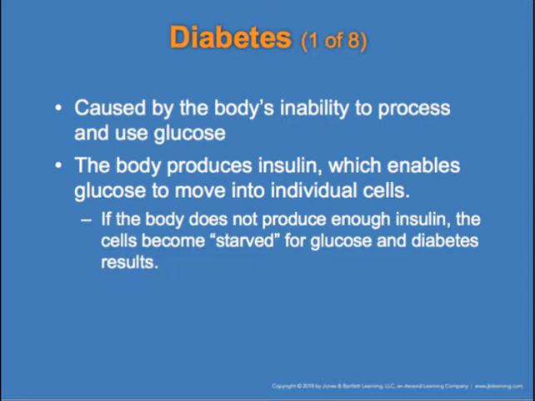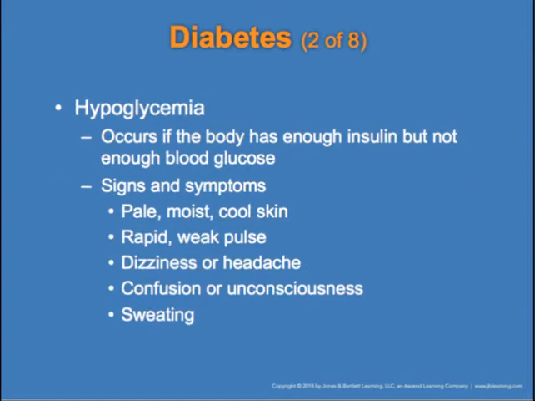Diabetes. Diabetes is caused by the body's inability to process and use glucose, right? The body produces insulin, which is able to move into the individual cells, right? Insulin actually is the key to allow that sugar into individual cells. If the body doesn't produce enough insulin, the cells become starved for glucose because they don't have that key to actually enter the cell. Hypoglycemia occurs if the body has enough insulin but not enough glucose, right? Too many keys, not enough sugar to go in the cells to match the keys.